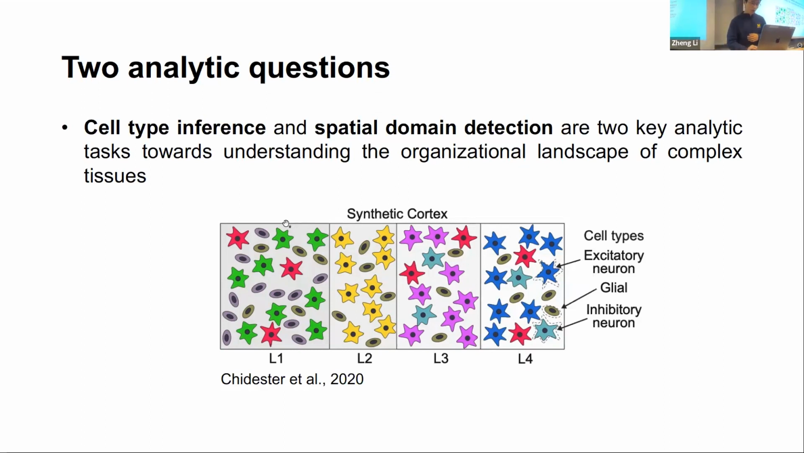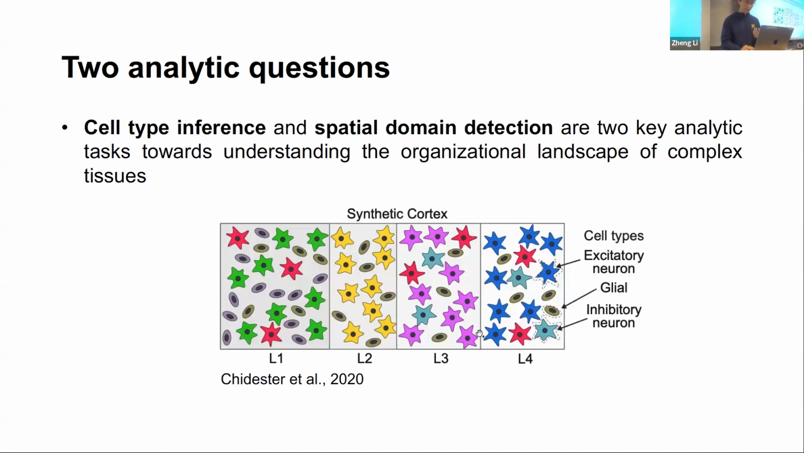Here, I will use this synthetic cortex data to give you an example of what our cell types look like and what our spatial domains look like. So in this synthetic cortex, it has different cell types. We have excitatory neurons, inhibitory neurons, and different types of non-neuronal glial cells, denoted by different shapes and colors.